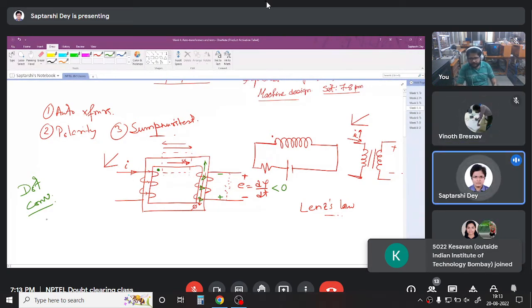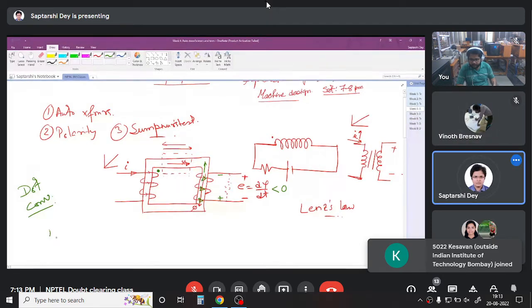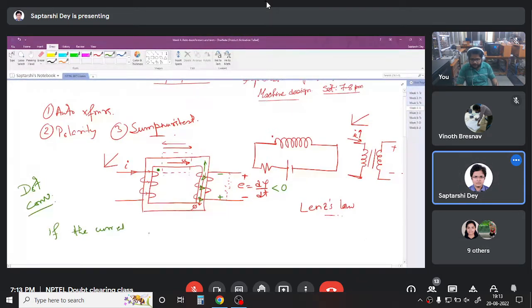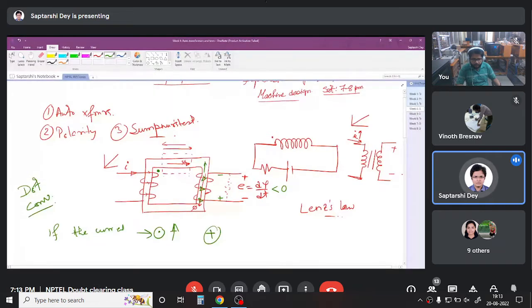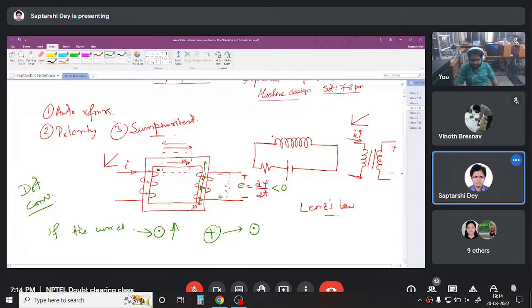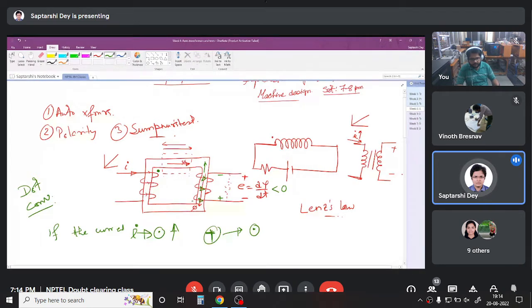How? So the thing is that if a current entering the dot is increasing, then the positive potential of all other windings will be dot. So if the current entering the dot terminal of one winding is increasing, then the positive potential of all the other windings will be dotted. So here the current entering the dot was increasing. So we got positive potential here, so the dot will be here.